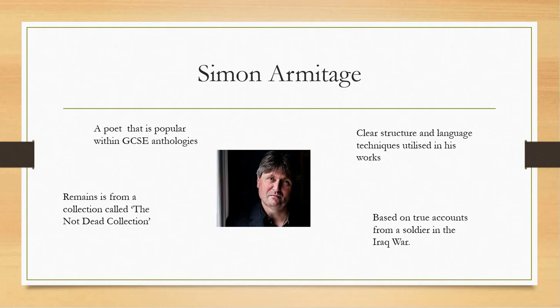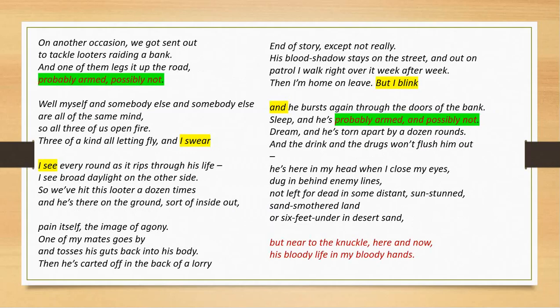So this poem, Remains, is from a collection called the Not Dead Collection, which was a collection of stories from soldiers or ex-soldiers, people who had been at war and came home, and they were retelling their stories. So Remains was based on one story from a soldier in the Iraq War. He was a machine gunner. The Iraq War was 2003. First thing we do in poems.